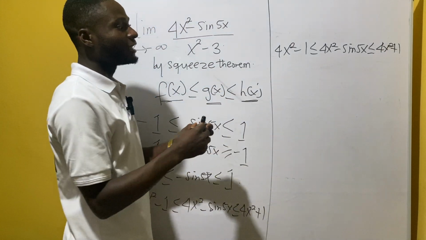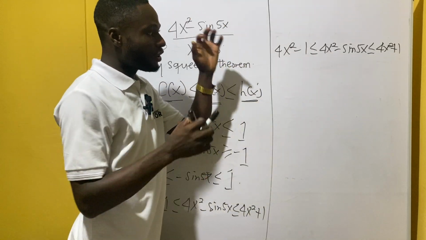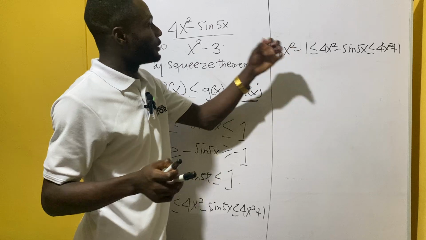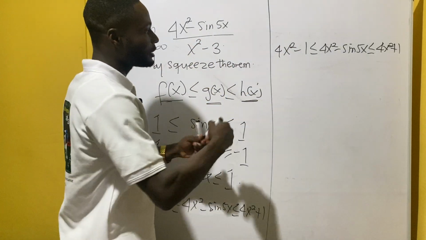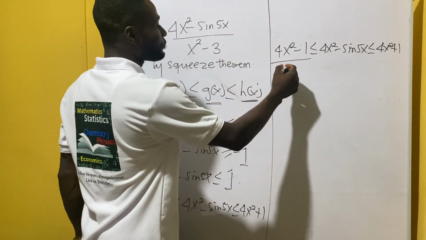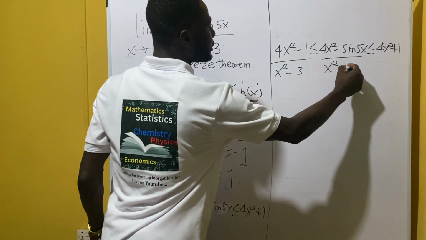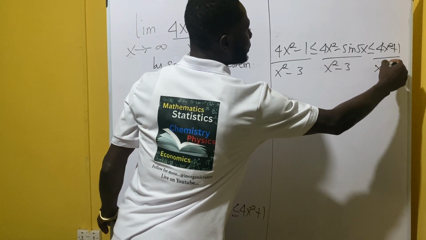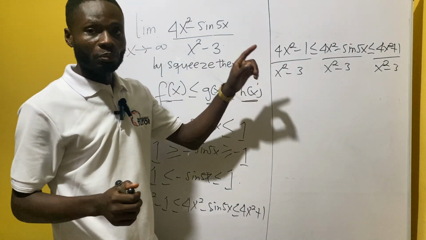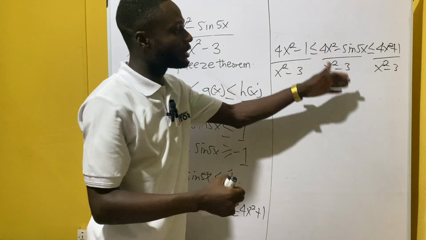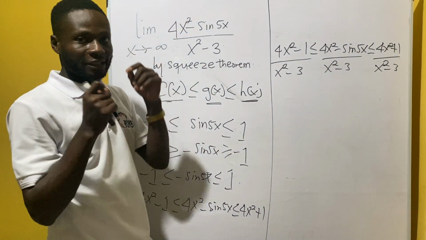Now we can divide through by s squared minus 3 because we have to make sure that the function in the middle looks the same way as the limit that was given. So we divide by s squared minus 3 here, here, and here. So now we take the limit on both sides. We take the limit here, here, and here, as s approaches negative infinity.